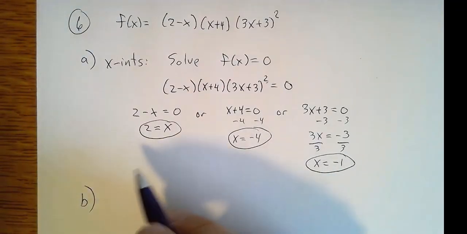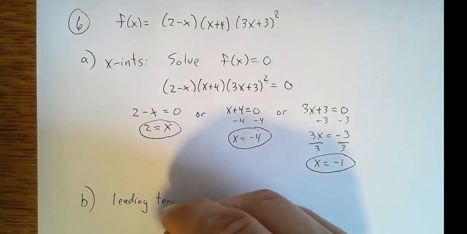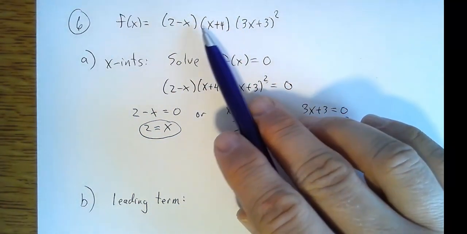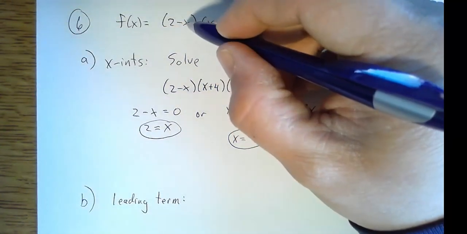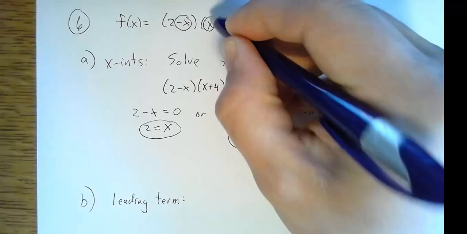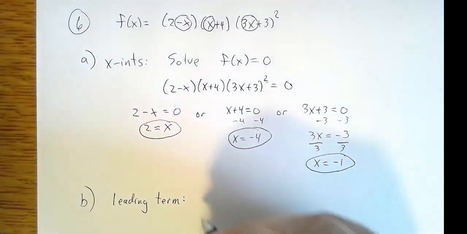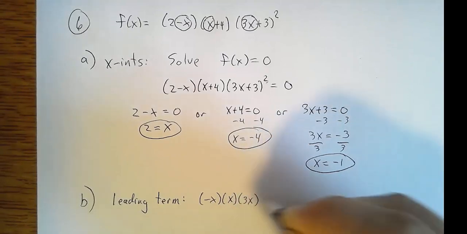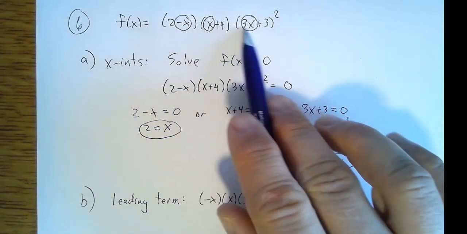Now, in order to find the end behavior, we need to determine the leading coefficient, or the leading term. We could multiply out this whole expression like we did in problem number 4, but a faster way is to note that the leading term will come from multiplying all the terms with an x in it. So if we multiply the minus x times the x times the 3x, now remember there's two factors of 3x here. So the leading term is going to equal negative x times 3x times 3x. That's what would happen if you multiply out all four of these factors.